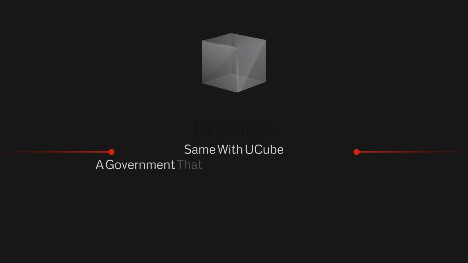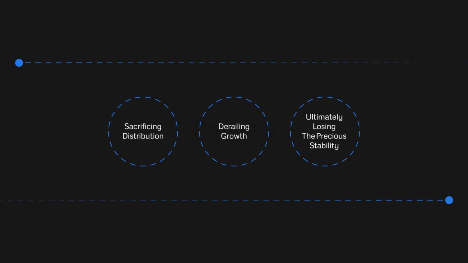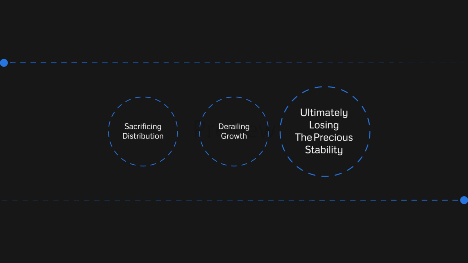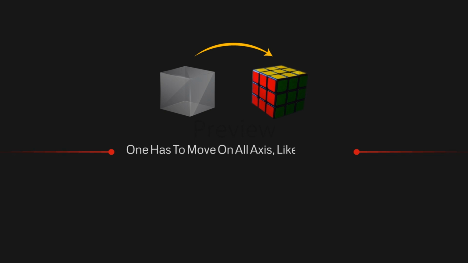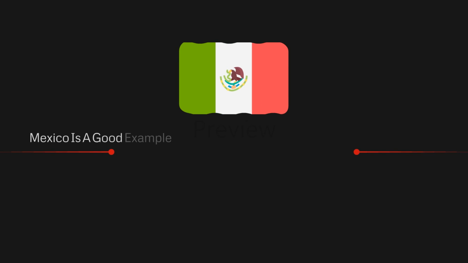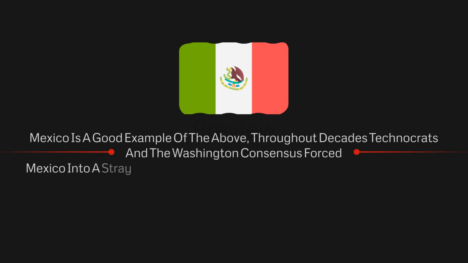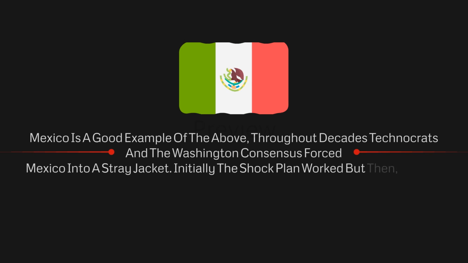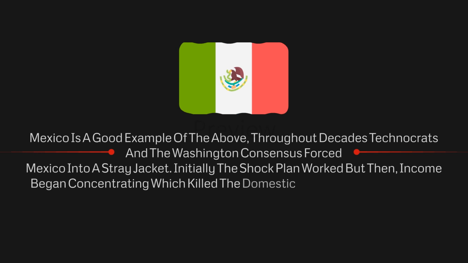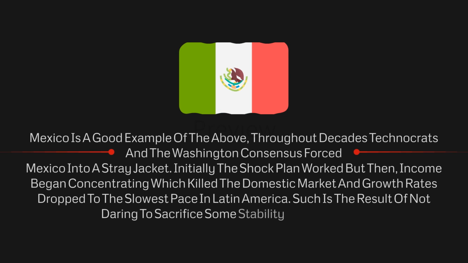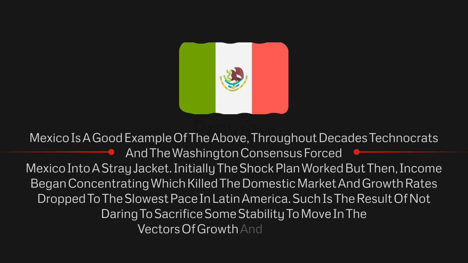Same with uCube. A government that wants to stabilize an economy and then maintain that stability at all costs will end up sacrificing distribution, derailing growth, and ultimately losing the precious stability also. One has to move on all axes, like in Rubik. Mexico is a good example of the above. Throughout decades, technocrats and the Washington Consensus forced Mexico into a straitjacket. Initially the shock plan worked, but then income began concentrating, which killed the domestic market, and growth rates dropped to the slowest pace in Latin America. Such is the result of daring to sacrifice some stability to move in the vectors of growth and distribution.